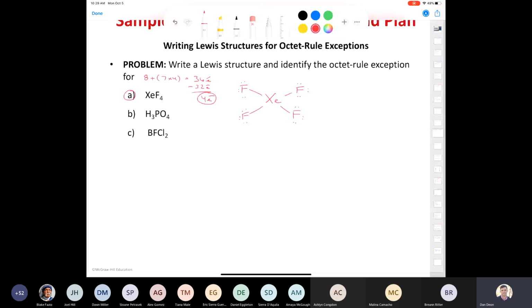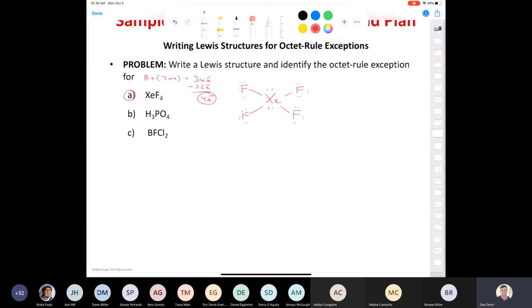Not a trick question. Where are those 4 electrons going to go? Mr. Dion does not like trick questions. That's right, absolutely, Alexis. They go on the xenon. Yes. 1, 2, 3, 4.